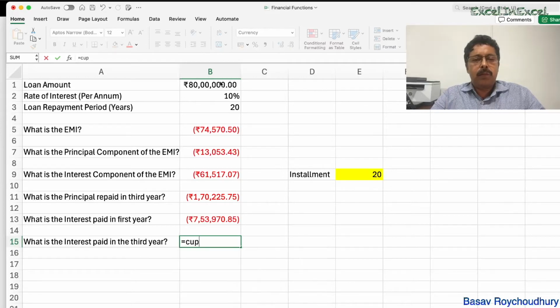Similarly, using the same formula, if you want to calculate the interest paid in the third year, again it will be CUMIPMT. The rate, of course, is 10% divided by 12.